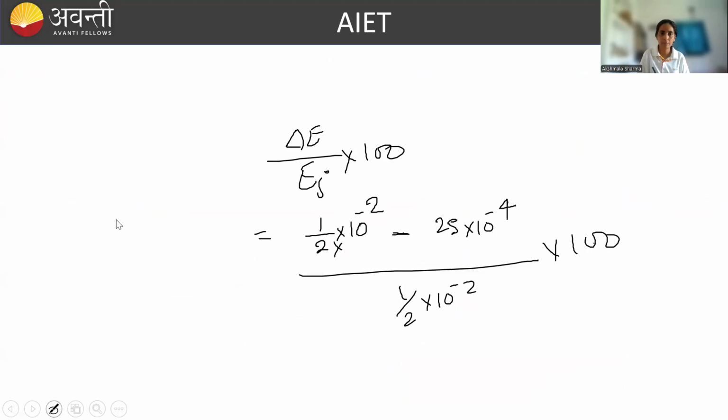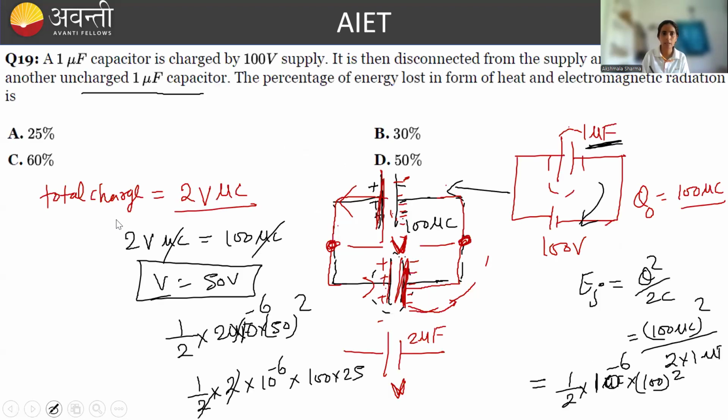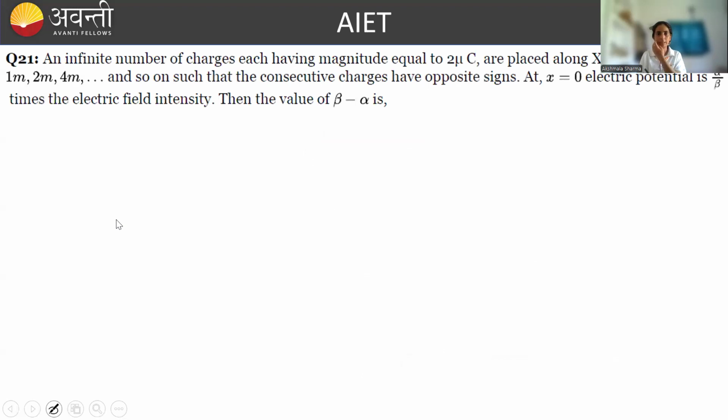Now look, the easy way to solve this is to multiply and divide by 100. This will become 50 into 10 to the power minus 4. So this is 25 into 10 to the power minus 4, over 1 by 2 into 10 to the power minus 2 into 100. So this is 10 to the power minus 2. And this 2, when it goes above, will become 50, and this will get cancelled. So the answer we are getting is 50%. The correct answer is D. Okay? So it is logic that we need to remember.